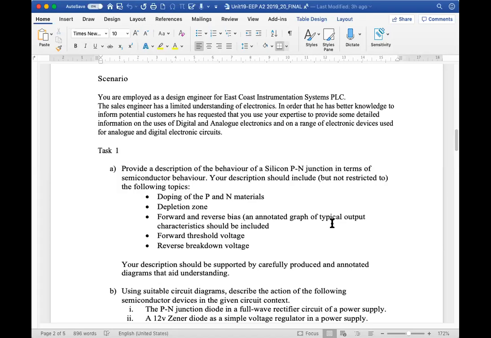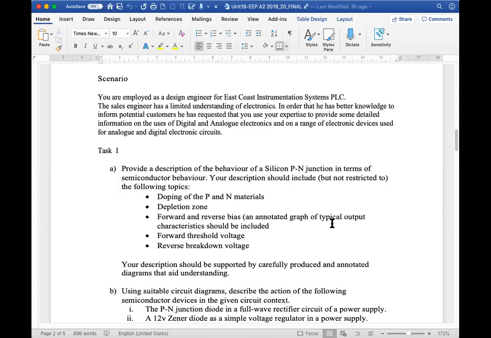Task 1B is also pass. Using suitable circuit diagrams, describe the action of the following devices. So we want what they actually do in a circuit in terms of the PN junction, how they operate as a full wave rectifier in a power supply. We've just been through that. A 12-volt Zener diode as a simple voltage regulator in a power supply. We'll be looking at that next week. We have touched on it already.